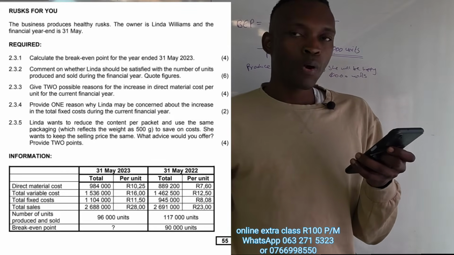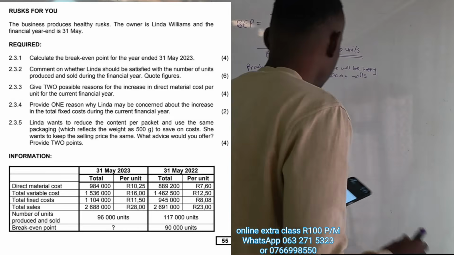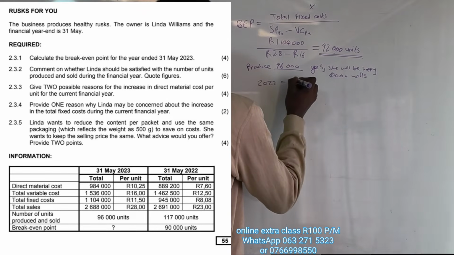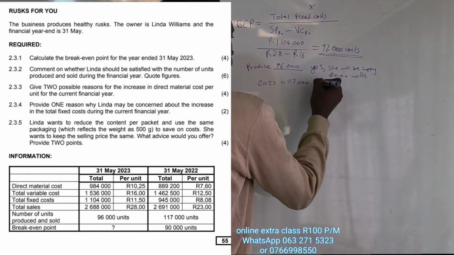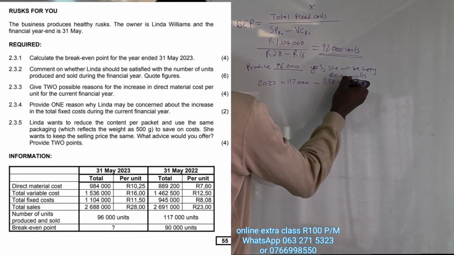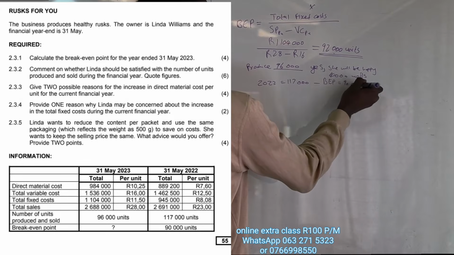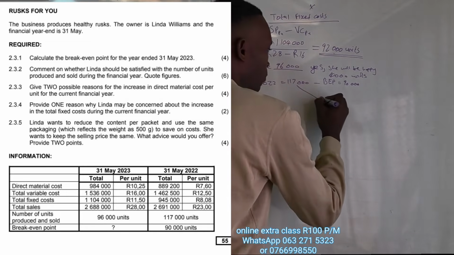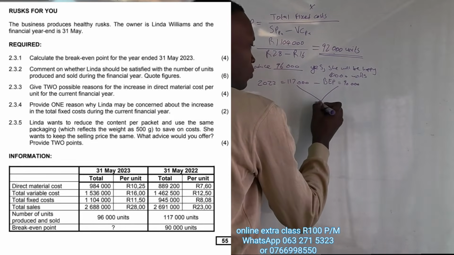she produced 117,000 last year, 2022, and the BEP, break-even point, was 90,000. This simply means that she was making a good profit here, because the difference between these two is 27,000.